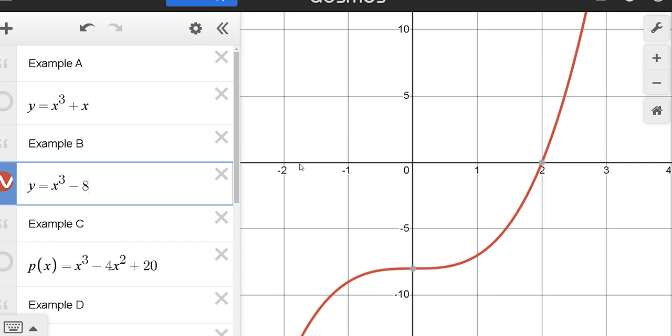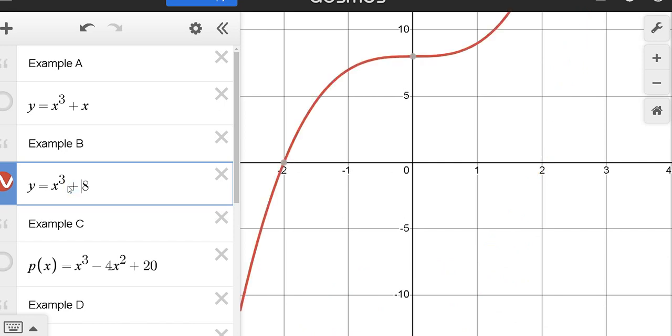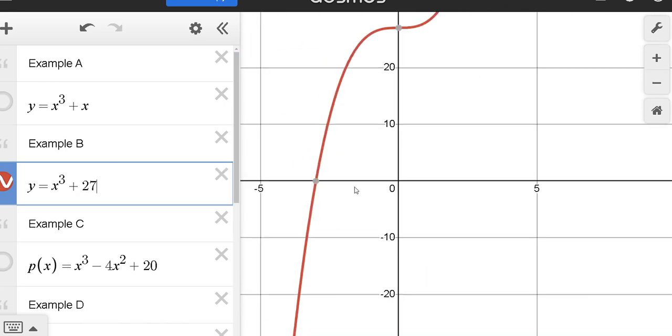So it only has one real root. If I made that a plus 8, I still only have one root. Or plus 27, the same thing. You're only going to have one root. That means the other two roots have to be complex. We'll talk about that in a second. I don't really want to take 10 minutes to go through all the calculations here.